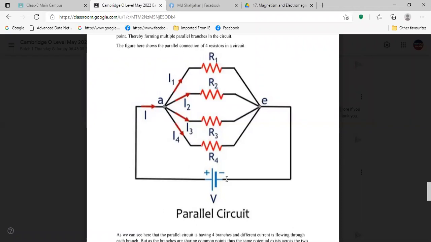That makes them have the same voltage as the power supply. If the power supply has 12 volts, all the components will also have 12 volts. Is it clear? Yes, sir. In a parallel circuit, all the components have the same voltage, equal to the EMF of the power supply.